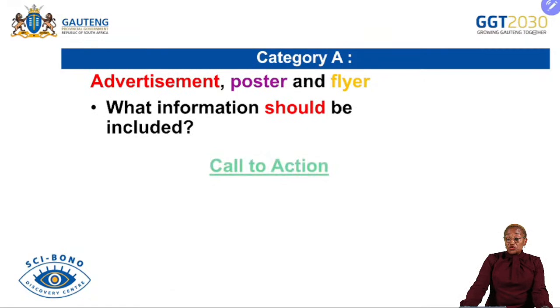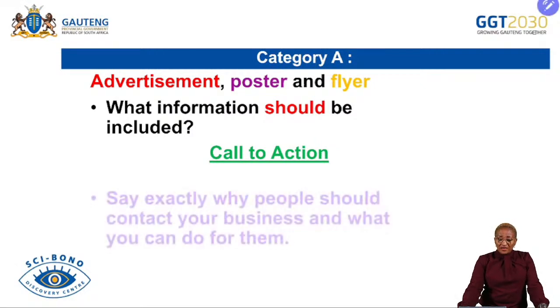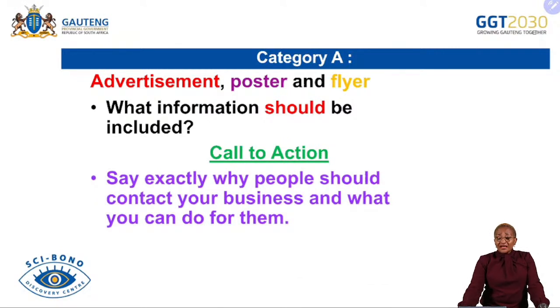What other information do we need to include here? We also need to include a call to action. And what do we mean by that? You've got to say exactly why people should contact your business and what you can do for them. Whatever you're going to put in your advert or in your poster or in your flyer, it must make people interested in the business, in the event, in the product that you will be advertising.